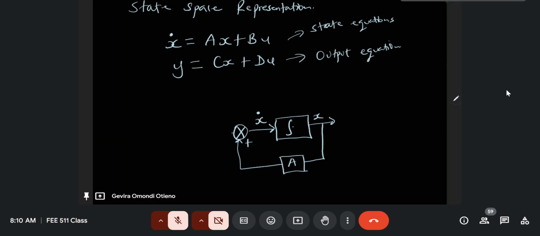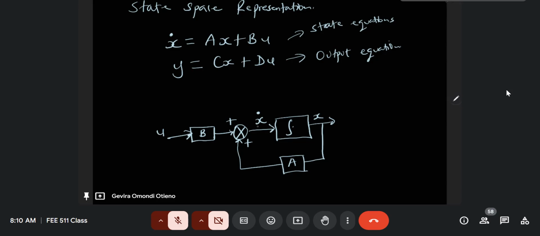So we must have b, and u is the input, of course. So that is u. We did this in the previous class, but it has to be a summation. This is a plus, this is a plus. Please note it's a positive feedback. It's not negative feedback, because if it's negative feedback, then here it would have been ax minus bu.